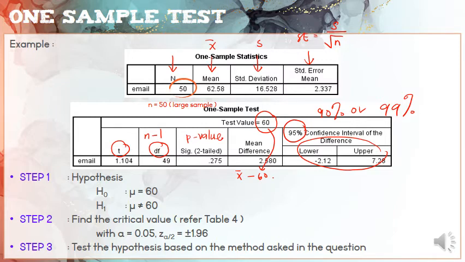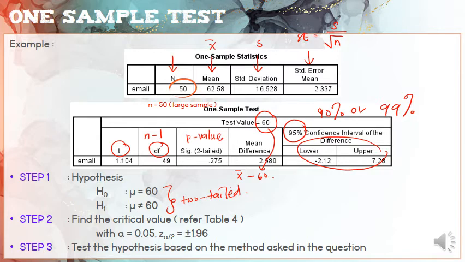Alright, so tadi saya dah explain step 1, state your hypothesis. So dalam contoh ni saya bagi hypothesis, null hypothesis mu sama dengan 60. Tapi soalan claim mu is different from 60. That's why different from 60 is not equal to 60. This is an example of two-tailed test.